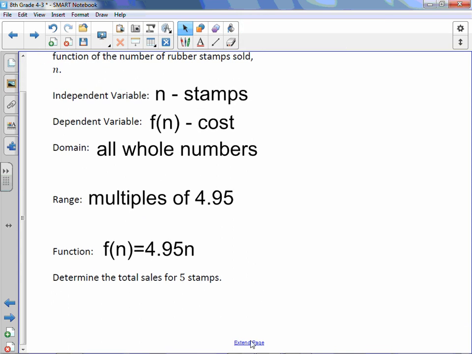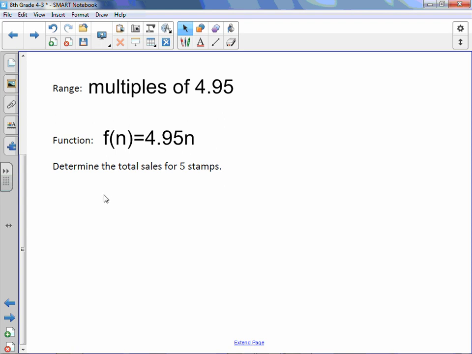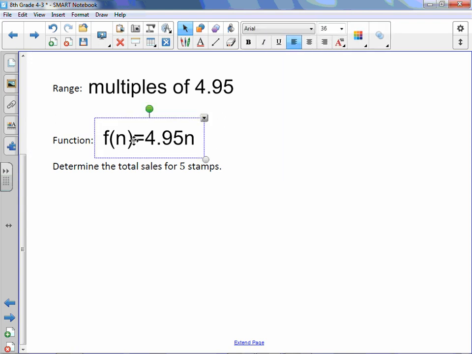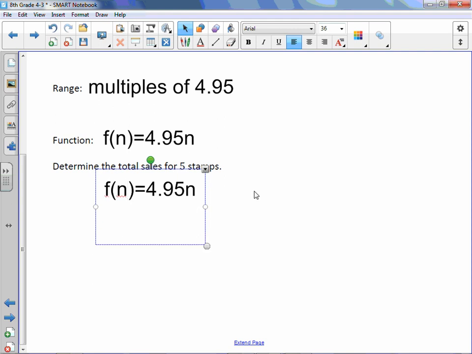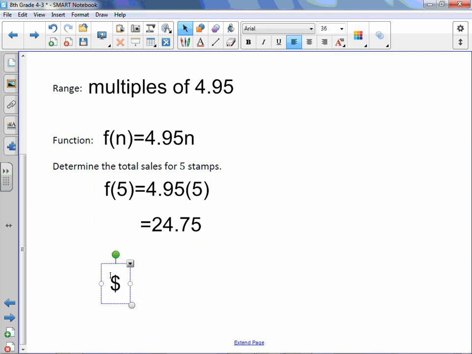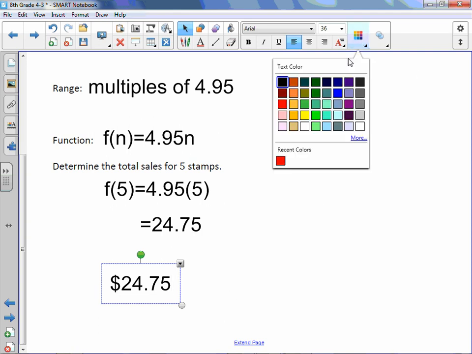And then determine the total sales for 5 stamps. So we're going to start with this equation. F of n equals 4.95n. And really what we're going to do is plug in 5 for n. And we get 24.75. So our answer is $24, because it's a cost, and 75 cents.